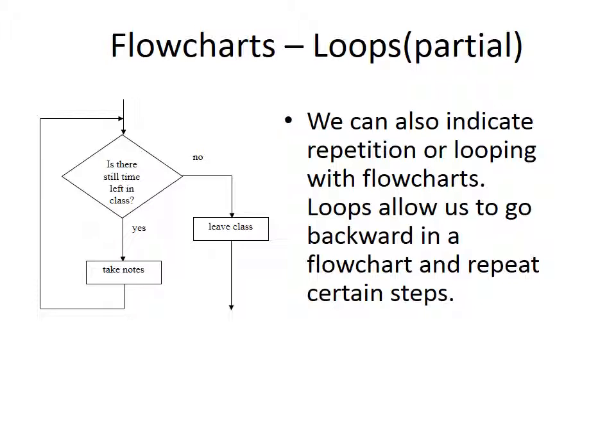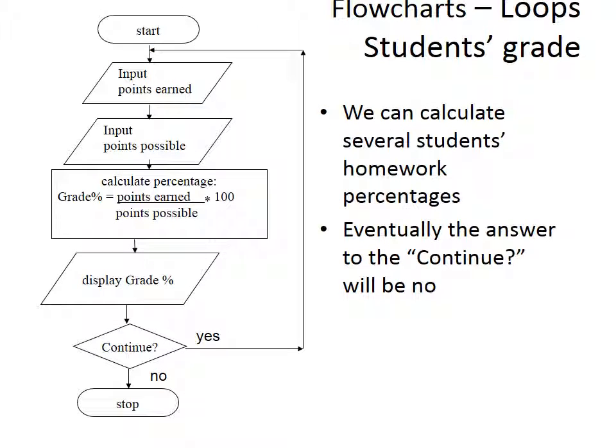In this example, the decision is: is there still time left in class? As long as the answer is yes, the user is directed to take notes until class is over. When the condition is met that class is over, the user is directed to leave the room. This is another example of a loop. Instead of writing code for each situation, a general case is created to address all situations. The loop continues as long as there are grades to display. When there are no more grades to display, it stops.